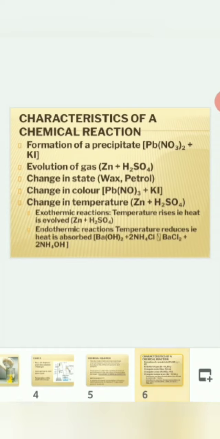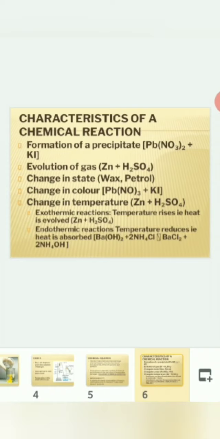Characteristics of chemical reactions. Formation of a precipitate: lead nitrate plus potassium iodide gives a yellow precipitate. That means a yellow colored residue of lead iodide is formed. So there is always a formation of some product. Evolution of gas: zinc, when it reacts with sulfuric acid, gives you zinc sulfate plus hydrogen gas. That means there will be a formation of a gas when there is a chemical reaction.